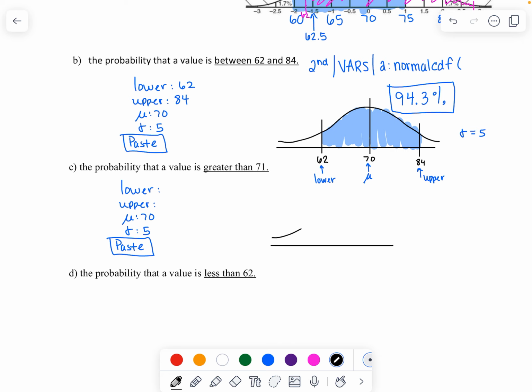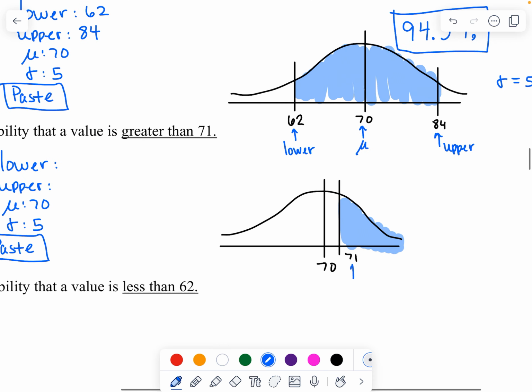Okay, so I'm going to draw a picture. We have 70 in the middle. Now we're looking for the probability or the percent of values that would be greater than 71. So 71 is probably right here. Greater than, so we're going to the right of it. And when I look back at what I'm going to type into my calculator, 71 looks like it's the lower, right? It's the lower end of this interval. But you might be asking yourself, well, what's the upper? Because we don't really have one.